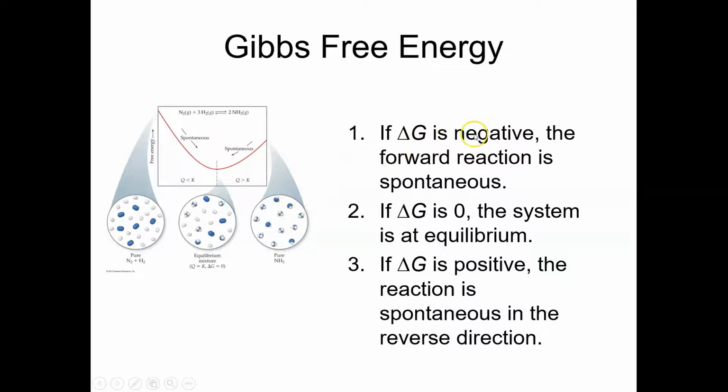If delta G is negative, then the reaction is spontaneous as written. That is, it's spontaneous in the forward direction. If delta G is positive, then the reaction is going to be spontaneous in the reverse direction. That is, it's not going to be spontaneous as written. It would be spontaneous if we turned it around. And if delta G is equal to 0, then the system is at equilibrium.